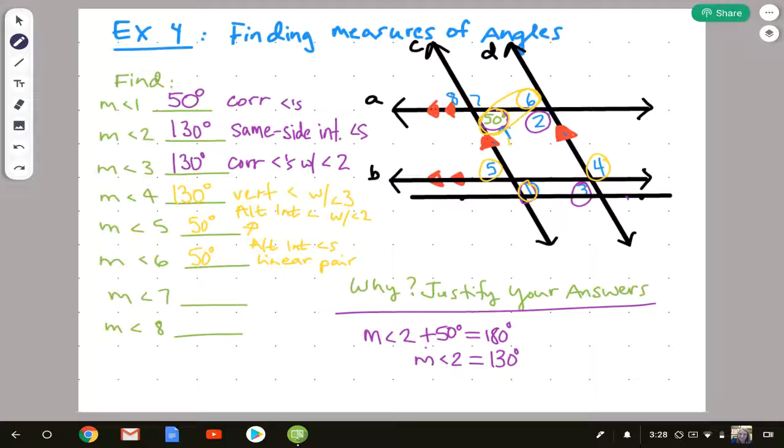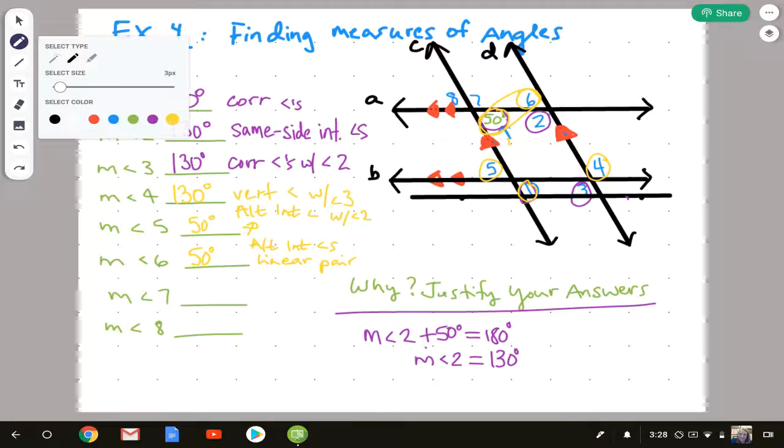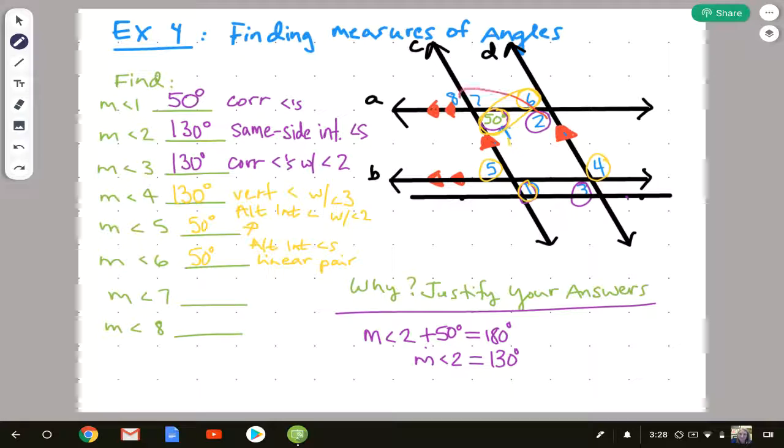All right, measure of angle 7. Again, if I'm thinking of C and D as my parallel lines and A as my transversal, I can think of angle 2 and angle 7 as alternate interior angles. Or I could think of angle 7 and the 50-degree angle as a linear pair, which makes them supplementary. So either way, that should end up being 130 degrees. So again, it's just like the reasoning before.